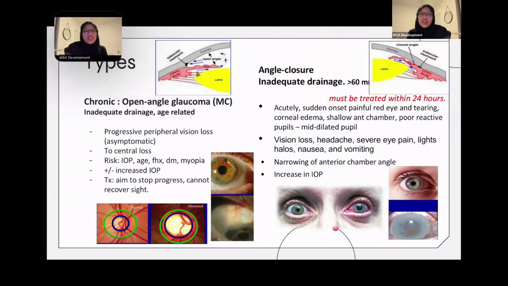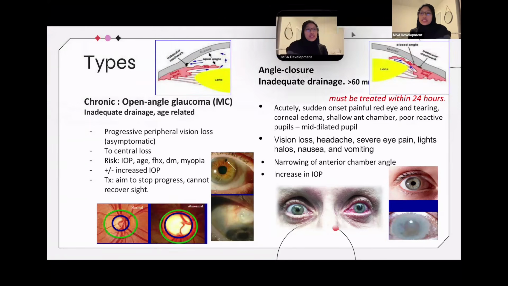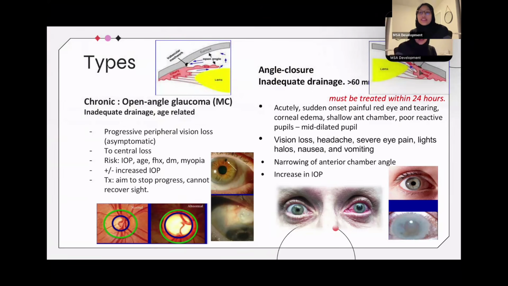If it's angle closure glaucoma, the angle itself is closed, so that happens acutely and very suddenly, and it increases the pressure to more than 60 sometimes. So both are inadequate drainage, but this one is very acute, while the other is over time. Angle closure is very acute, so close and acute. Sudden onset, it must be treated within 24 hours.